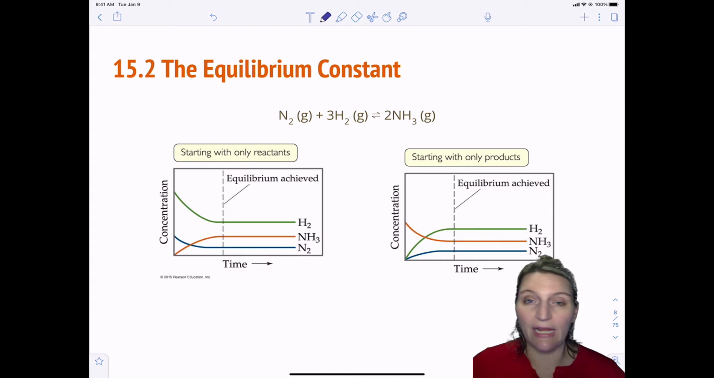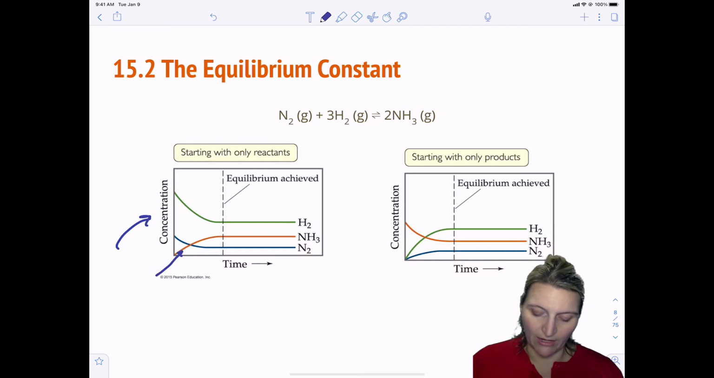So here is the same, similar, I should say. The two graphs before you are very similar to the graphs at the beginning of this chapter. It's a different chemical equation. This is the synthesis of ammonia. This is a really important chemical equation. So you can see, starting with only nitrogen and hydrogen, the nitrogen and hydrogen concentrations, that's what's on the x-axis, decreases, the concentration of the product increases, and eventually the concentrations level off.